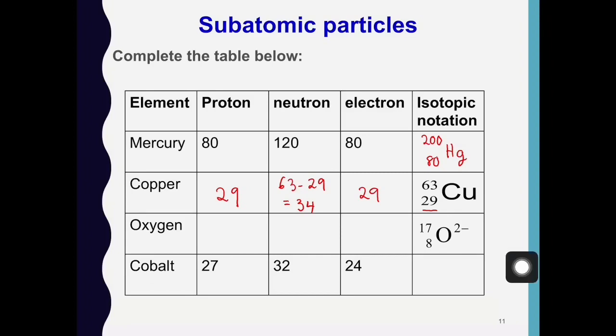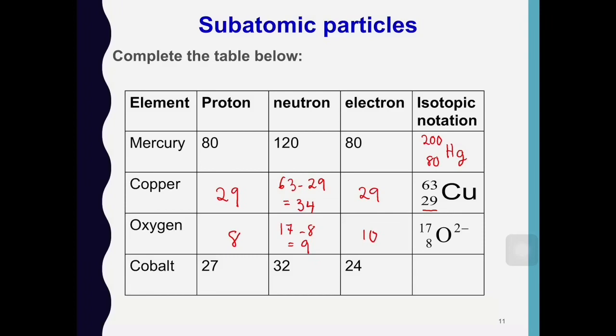Let's look at the next example, for oxygen. The number of proton is 8. The number of neutron is 17 minus 8, so the answer is 9. And for the number of electrons, since the charge is 2 negative, it means that this ion has 2 more electrons than the proton number. So the number of electrons is 10.